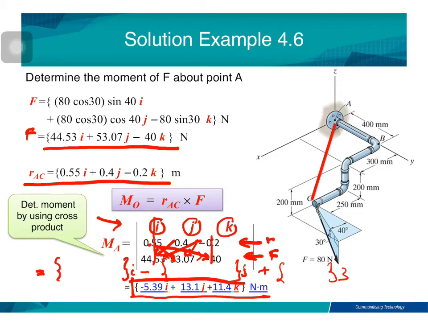Right. So this is the final answer. The final answer is negative 5.39i plus 30.1j plus 11.4k. So this is the vector, not yet the magnitude. Newton meter.